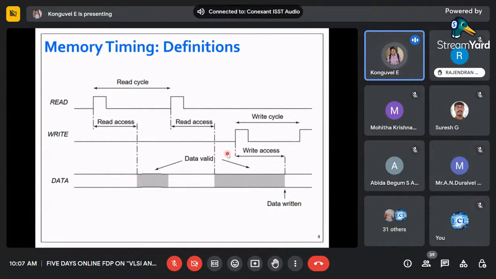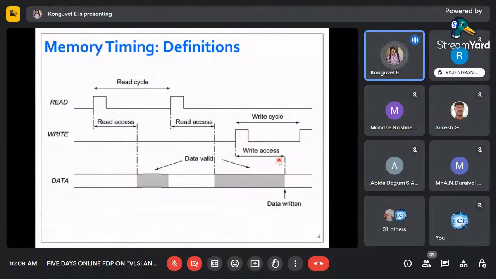But the write access is not the same. Why? Because for reading, we are putting the data from the memory to the database, whereas for writing, it is not like that. For writing, data needs to be available in the database before we give the write pulse. So here we are giving the write pulse, and our data is available in the database. When we give the write access, the data from the database needs to be stored in the memory cell. That duration after providing the write access, when the data is stored in the memory cell, we consider as the write access.